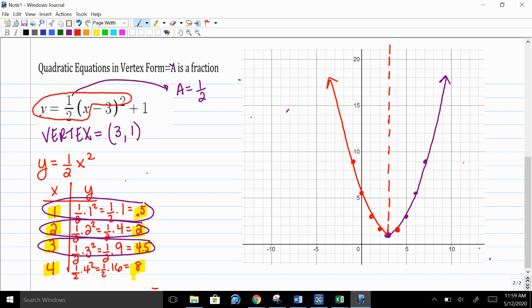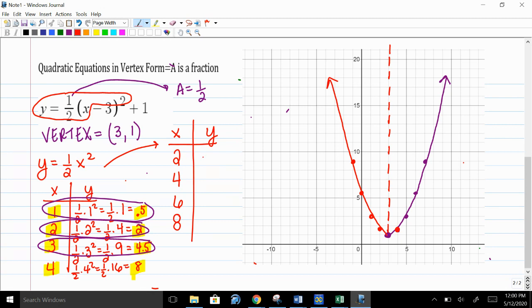Now, the only thing that you can do to make your life maybe a little bit easier here, if you want to avoid those decimals, when you make your XY chart for your parent equation, instead of going 1, 2, 3, 4, you can go 2, 4, 6, and 8. All right, because that's going to guarantee that your numbers are going to be nice and neat. So that is an option. Okay, you can do that.